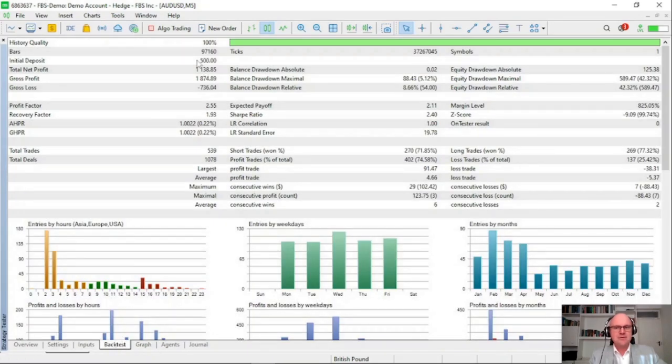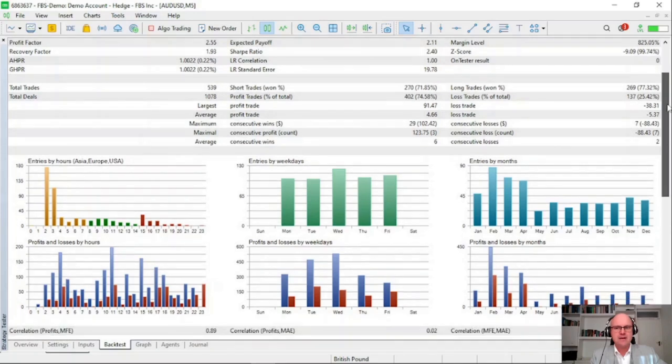So let's take a look at the final results. Our initial deposit of $500 got a total net profit of $1,138.85. Not bad for a $30 bot. The gross profit was 1,874 with a gross loss of 736. Our balance drawdown was 5%. However, our equity drawdown was very high at 42%. It still gave us a healthy profit factor of 2.55 with a recovery factor of 1.93.